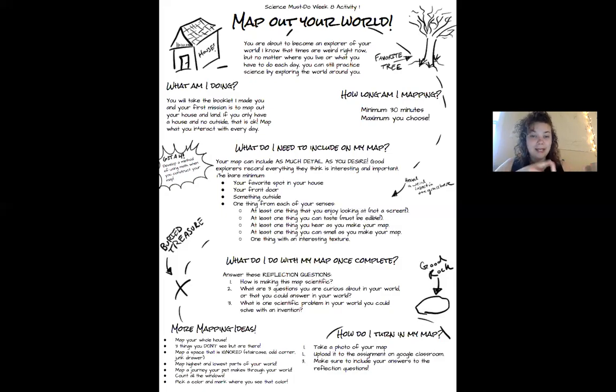on your map. And then the last thing is one thing with an interesting texture. And you can record where you found that thing on your map. And if you really want to go crazy, you can even do a rub of it, where, like when you were little and you took a piece of paper and you put it on some bark and you rubbed it with a crayon to show that texture. You could do that on your map if you'd like, but it's completely up to you.